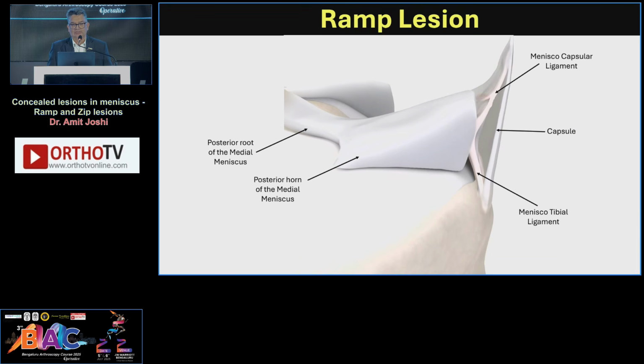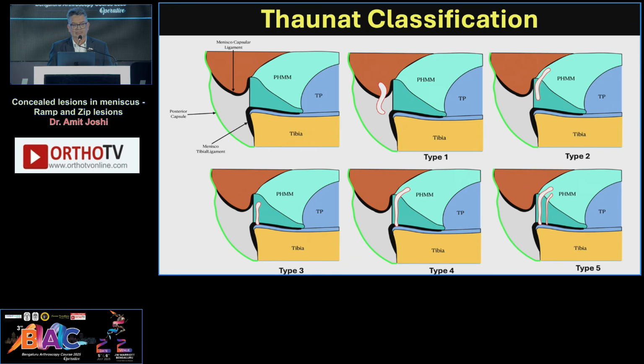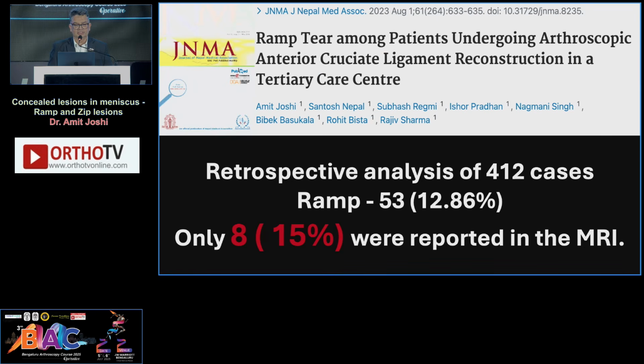When we talk about ramp lesion, we have to understand three important anatomical structures. These are the posterior horn of the medial meniscus, the meniscocapsular ligament, which goes from the superior surface of the posterior horn of the meniscus, and the meniscotibial ligament. Based upon the involvement of these structures, Thaunat has given a classification into various types. I'll not go into detail of this.